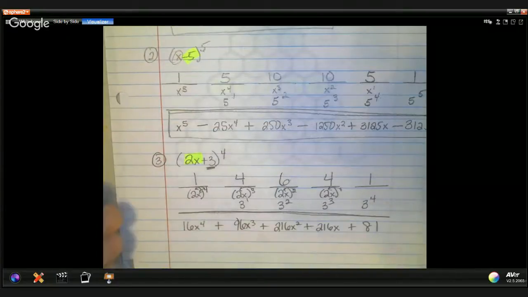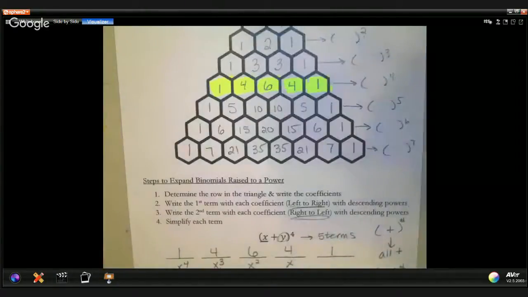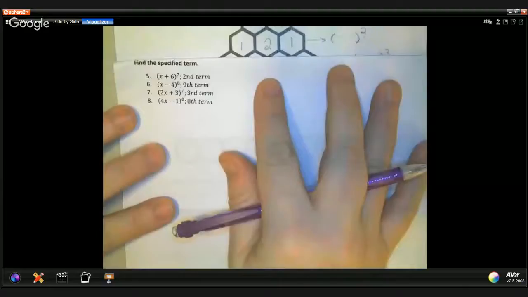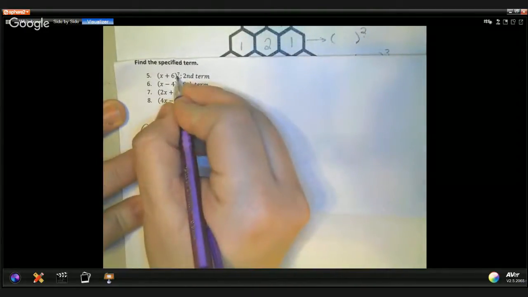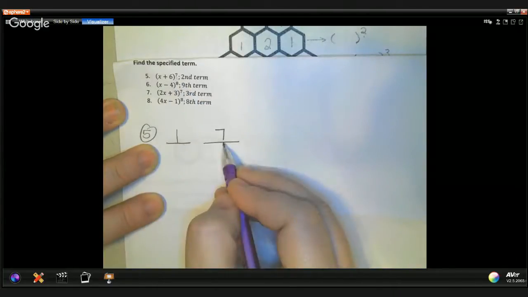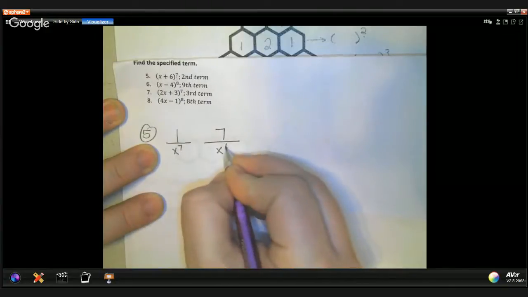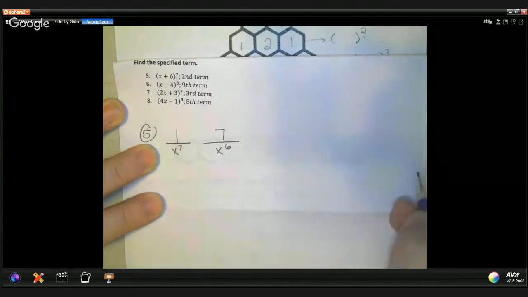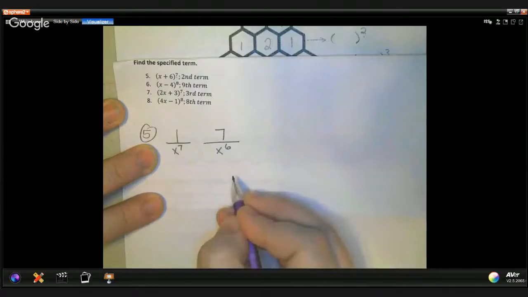Okay, so the next type of problem you're going to have is if you have to find certain terms. So we have them listed here, and we'll just do a couple of them. Number 5 says the second term raised to the 7th. So my first term is 1. My second term has the coefficient of 7, right? Because the second term is that exponent. So this would be x to the 7th. So this would be x to the 6th. Now, if I go backwards, I can find my answer.